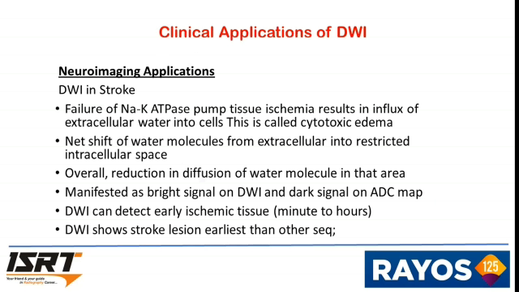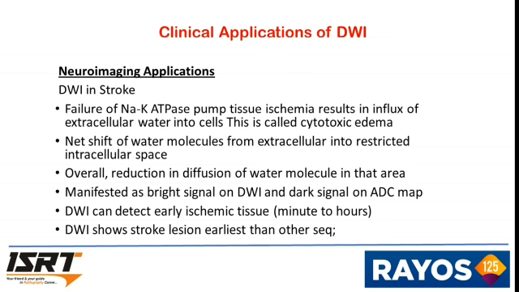Clinical applications of diffusion weighted imaging. Neuroimaging applications. In stroke, failure of the sodium potassium ATP pump and tissue ischemia result in influx of extracellular water into cells. This is called cytotoxic edema. There is a net shift of water molecules from the extracellular into the restricted intracellular space, with an overall reduction in diffusion of water molecules in that area. This is manifested as a bright signal on diffusion weighted imaging and a dark signal on the ADC map.